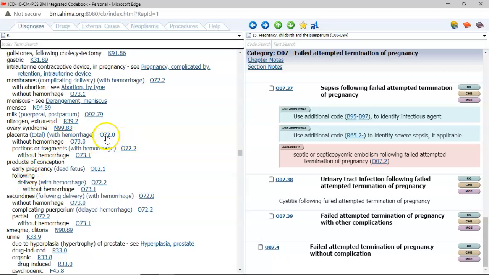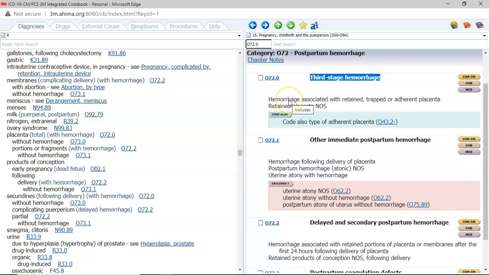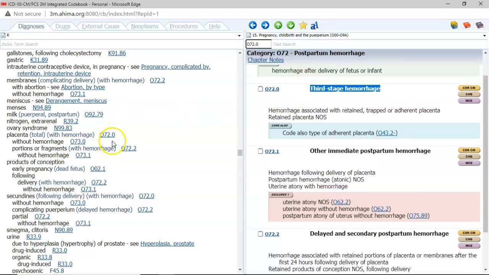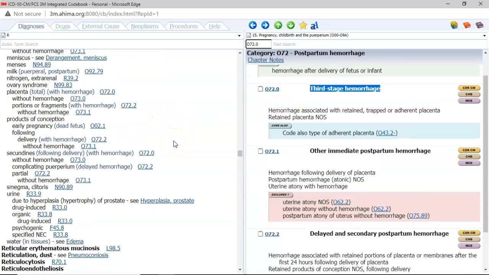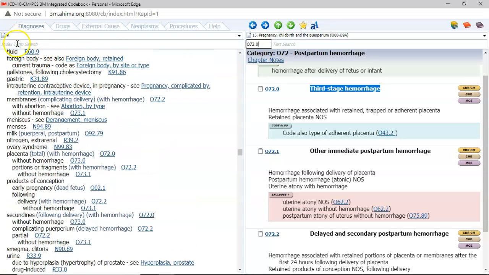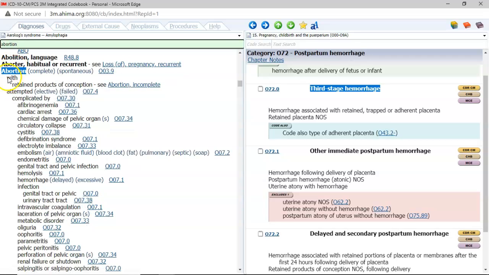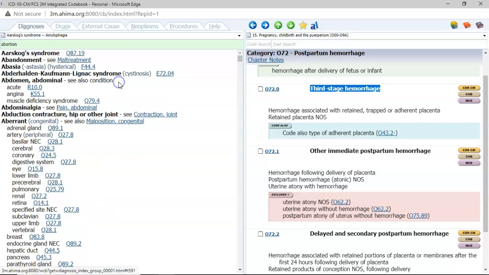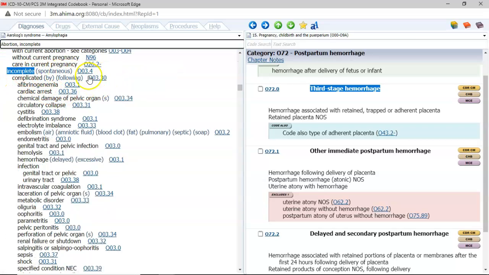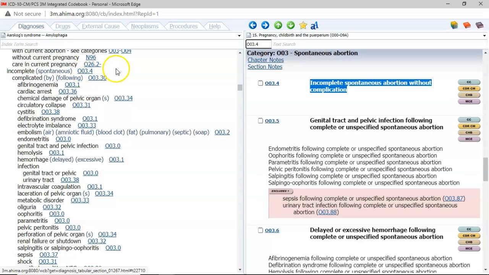If you go to these codes and try to look up these codes, this is postpartum hemorrhage. We don't have a postpartum hemorrhage. We didn't have a delivery. To find these codes, you have to go to abortion. And you can see if we look at abortion with retained products of conception, it tells us to see abortion incomplete. And for a spontaneous incomplete abortion, it sends you to that code O03.4.